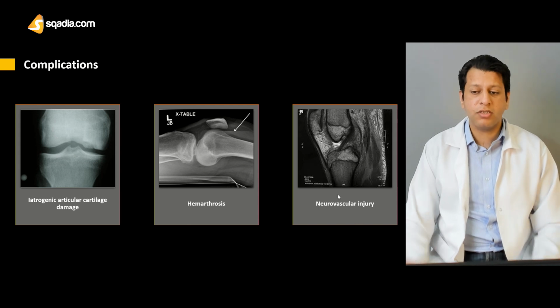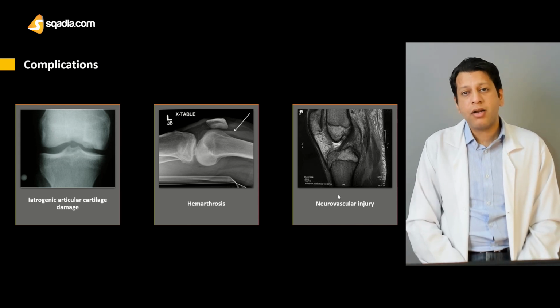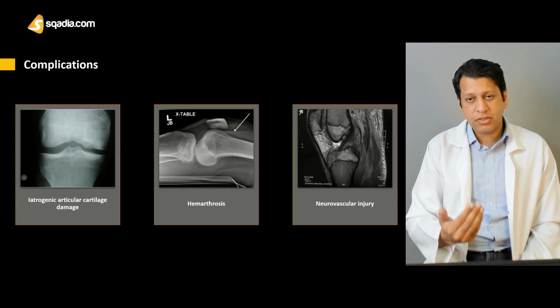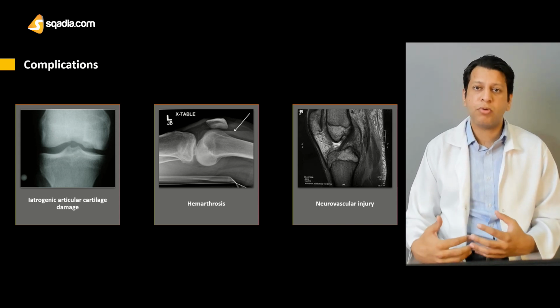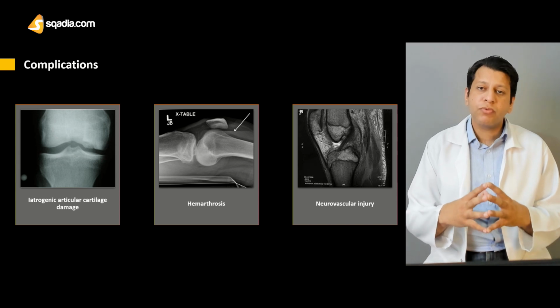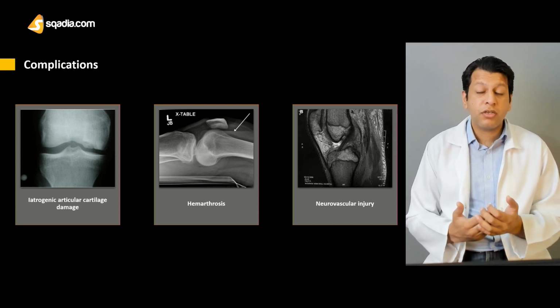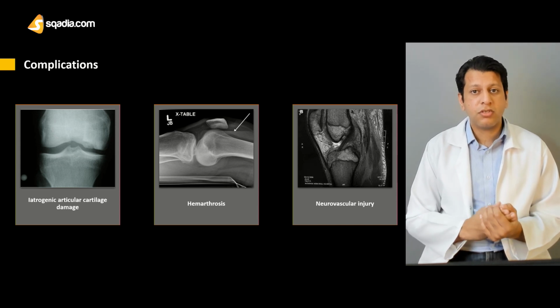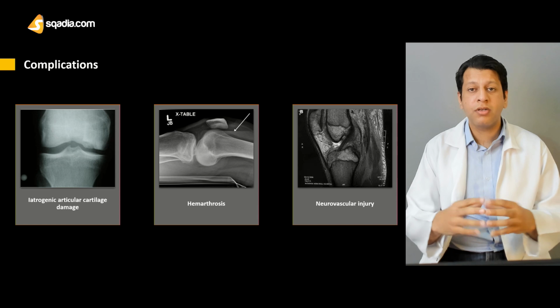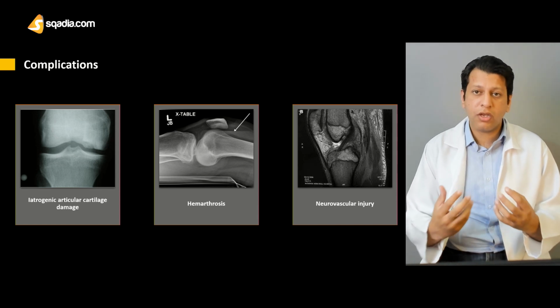Then neurovascular injury. As you know, the popliteal artery and the main sciatic nerve dividing into the peroneal and tibial nerve lie in the popliteal fossa. Therefore, especially with surgery such as PCL reconstruction, there is always a chance of damage to the neurovascular structures. So you have to be absolutely skillful in avoiding that.